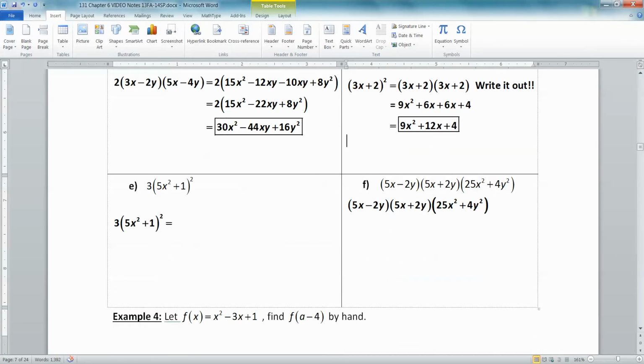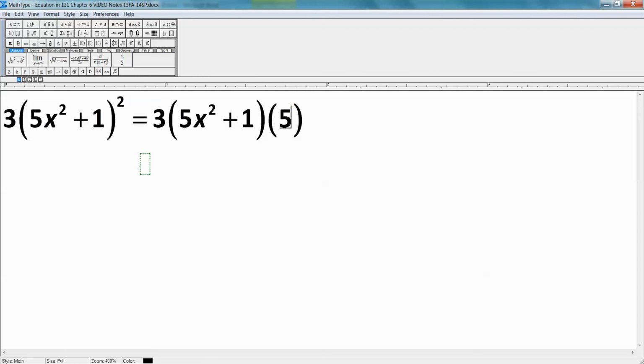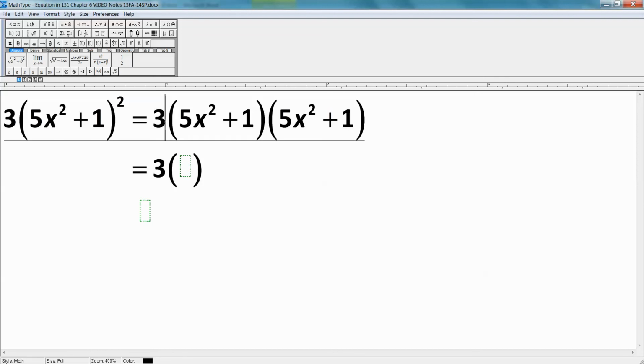Speaking of writing it out, we're going to have that same issue on this one because, again, we've got this parentheses squared business. So I'm going to put 3, and I'm going to put 5x squared plus 1 times 5x squared plus 1. All right, and just like the last one, I'm going to actually figure out what's going on inside those parentheses first, and then I'm going to multiply by 3. So I'm going to start by distributing this part.